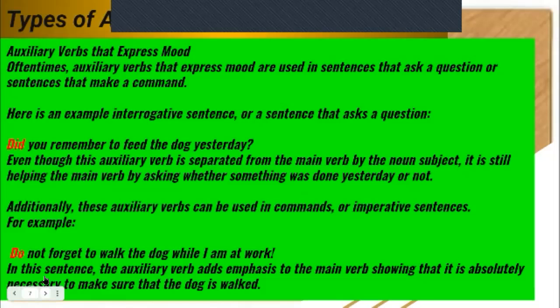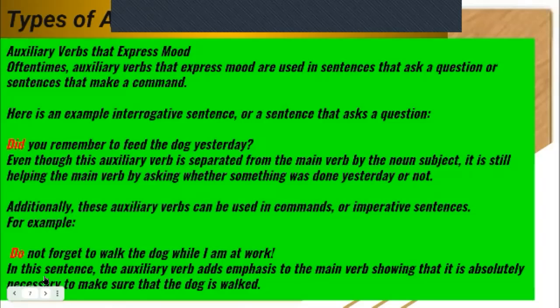There are auxiliary verbs that express mood. Oftentimes, auxiliary verbs that express mood are used in sentences that ask a question or sentences that make a command. Here is an example interrogative sentence, or a sentence that asks a question: "Did you remember to feed the dog yesterday?" Even though this auxiliary verb did is separated from the main verb by the noun subject, it is still helping the main verb by asking whether something was done yesterday or not.